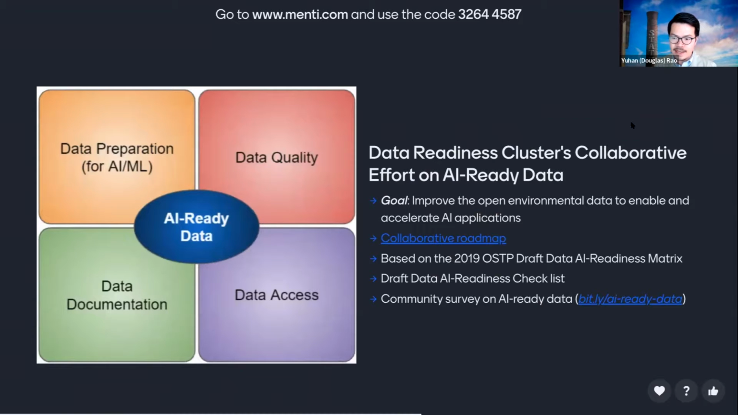In this slide, if you follow us on the Mentimeter, you can find a link to our problem statements, description, and how we are approaching this topic. In the AI ready data, based on the cluster discussion, we identified four sections: preparation, quality, documentation, and access, which are based on a draft data AI readiness matrix developed by the White House Office of Science and Technology Policy in 2019. We did some refinement based on that draft and added additional details.